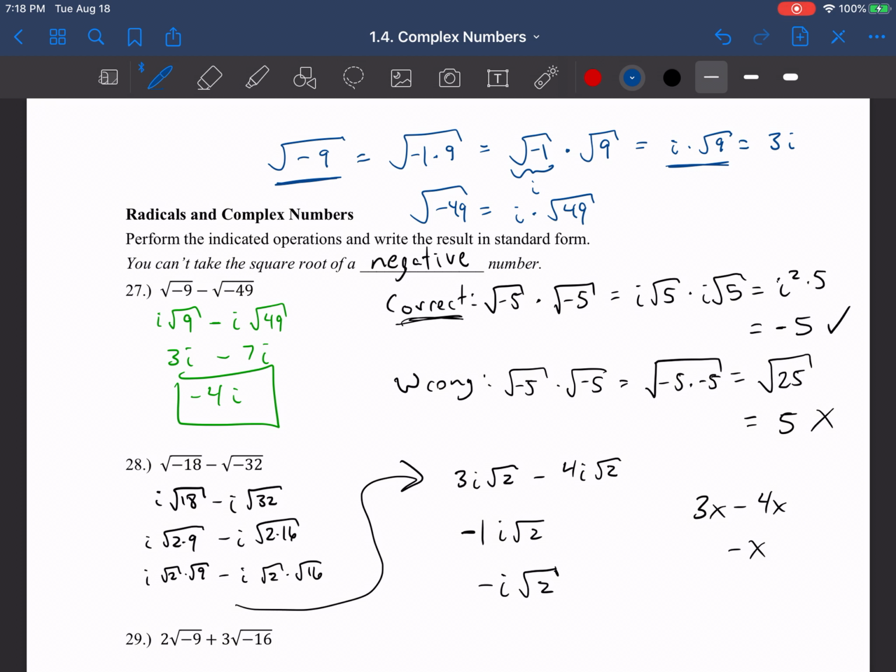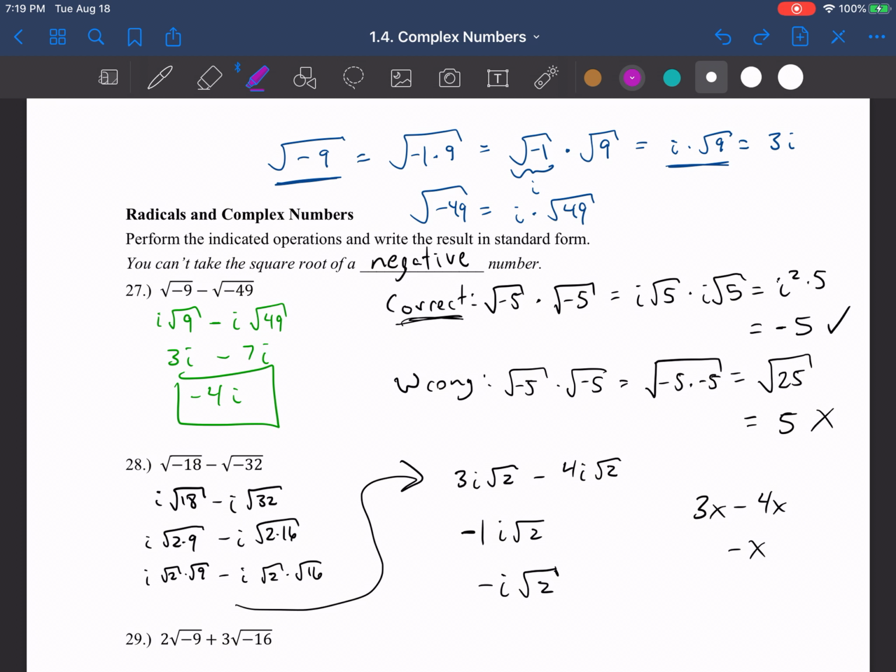So take a look here. Square root of -9 becomes i times square root of 9, minus square root of -49, which becomes i times the square root of 49. Now we happen to be able to take the square root of 9, so we can just make it 3, so it's 3i. And the square root of 49 is 7i. And so we end up with 3i minus 7i, which is just negative 4i right there. Okay? So hopefully you see how that's done.